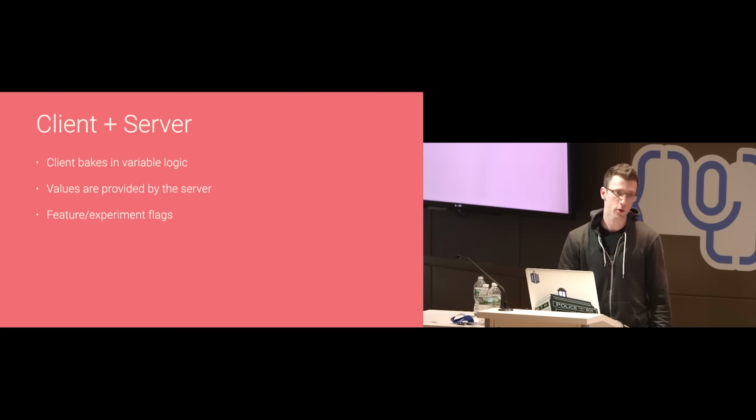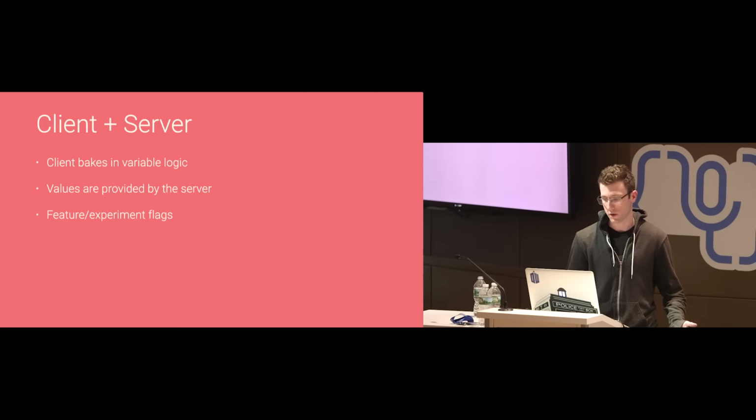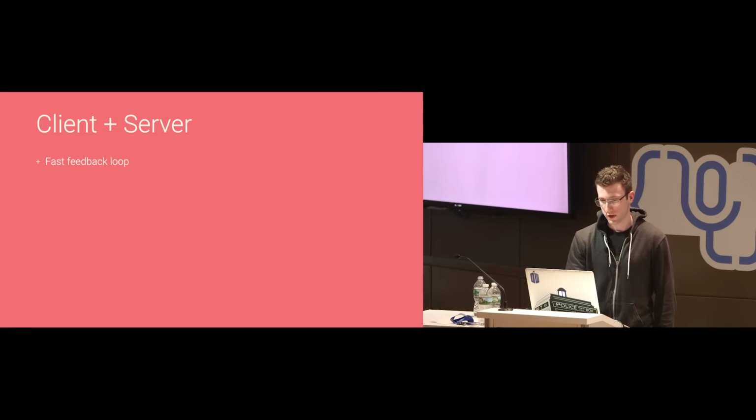Another example of this are feature or experiment flags. So your client will implement 2 or 3 completely different logics, and then the server just sends down a flag of which one to execute. So how does this compare?